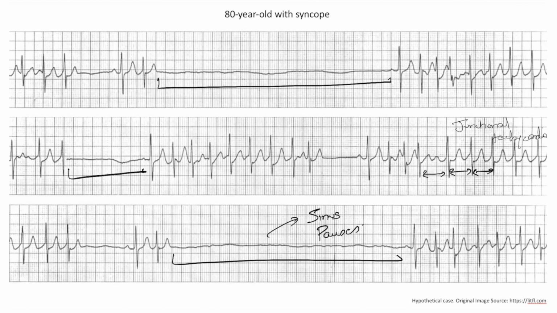When you see elderly people with periods of low heart rate, sinus pauses, and then periods of high heart rate, especially if they're symptomatic, you would want to consider the diagnosis of tachy-brady syndrome.